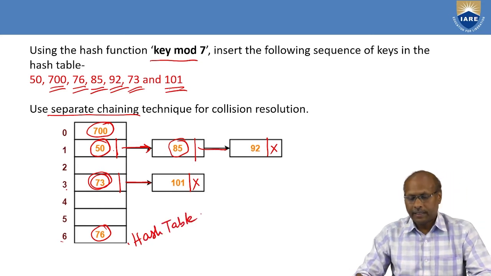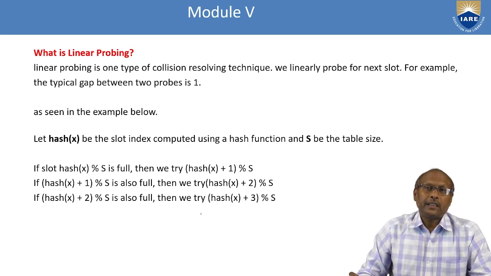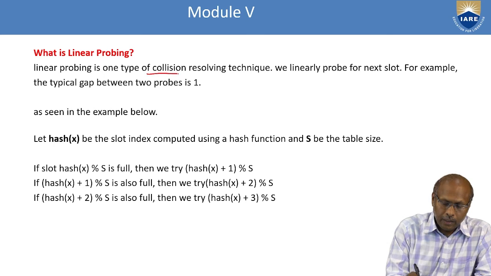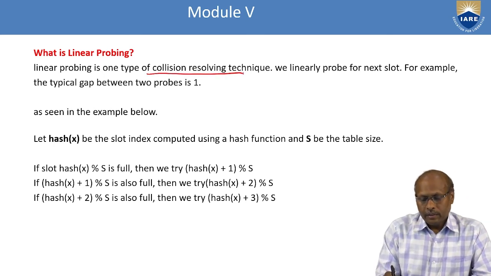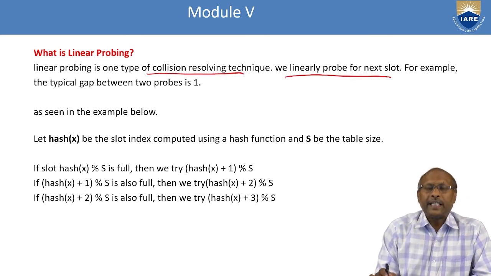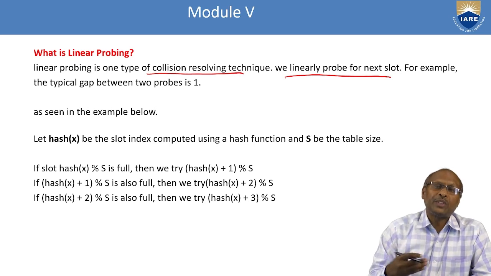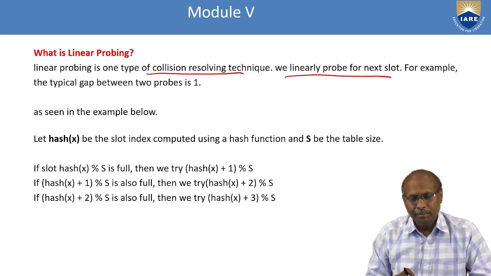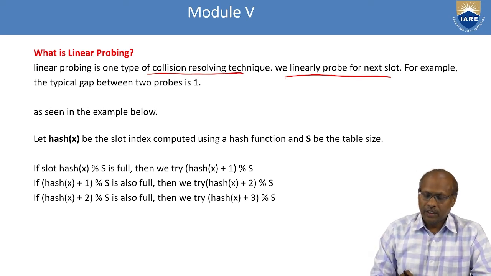Okay. Next, they may ask what is linear probing. Linear probing is also one type of collision resolving technique. We linearly probe for the next slot. Sequentially, you have to search where the empty slot is. This is one of the simplest collision resolving techniques, but it is a time-consuming process.